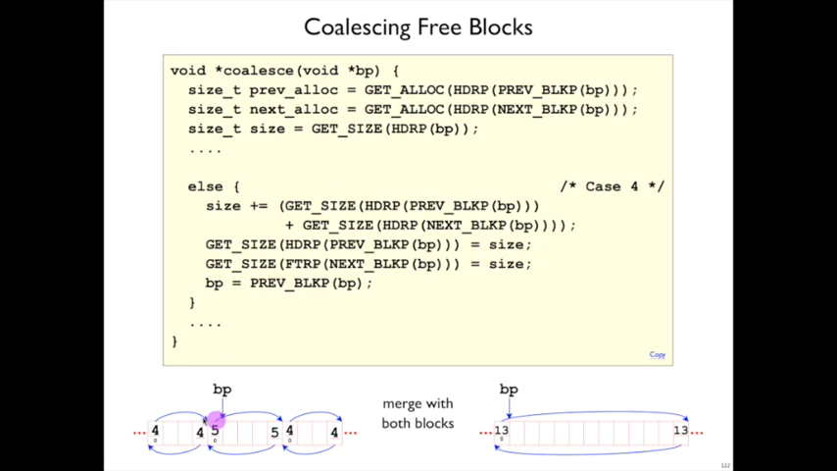The last case is where we have 3 unallocated blocks in a row that we need to merge, so we just add up all the sizes. We set the header overall first, and then we can set the footer. That's what this line does, and then we set BP to be the previous pointer. Again, the order is chosen in a way that works out here.